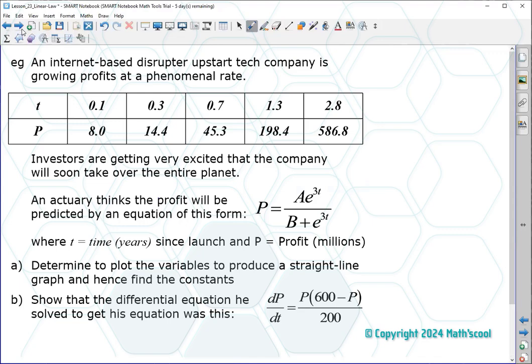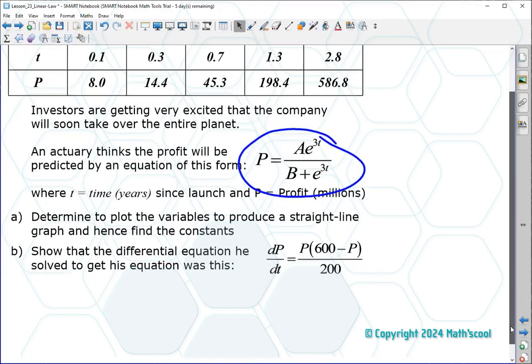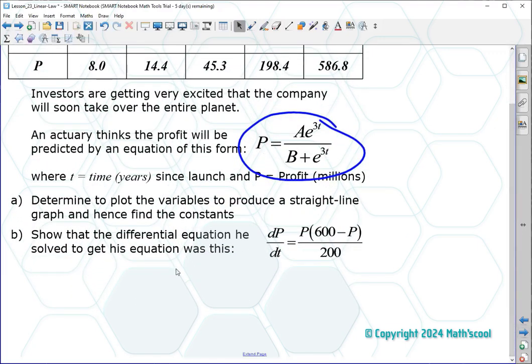Here again, they've given us the form of the equation, and so if we want to linearize this, we need to find a way of rewriting it. Sorry, sir. My internet had a I want to reset moment.